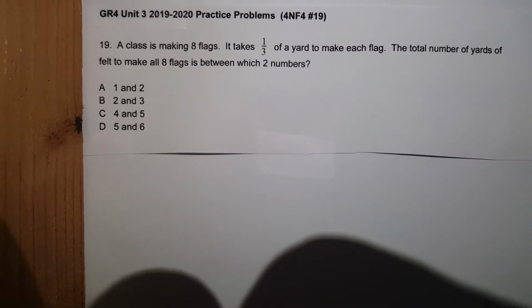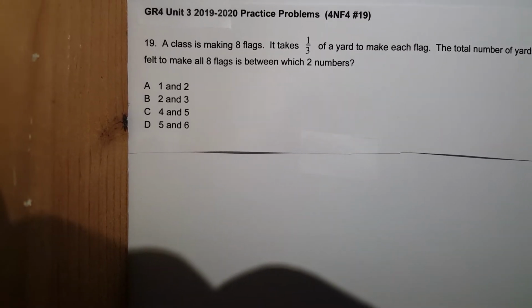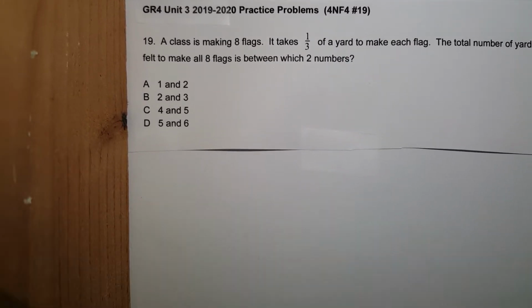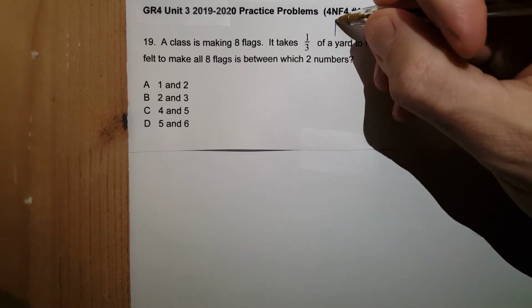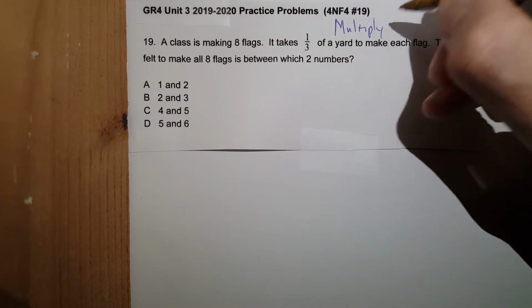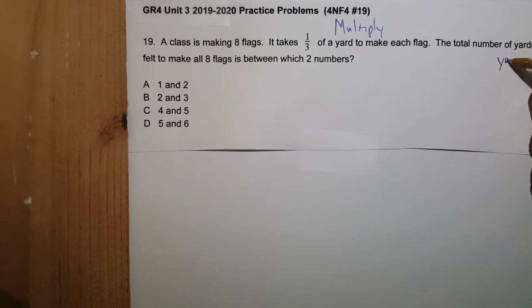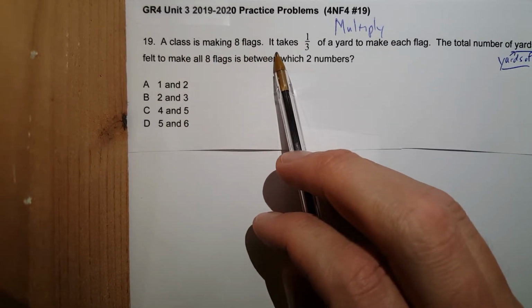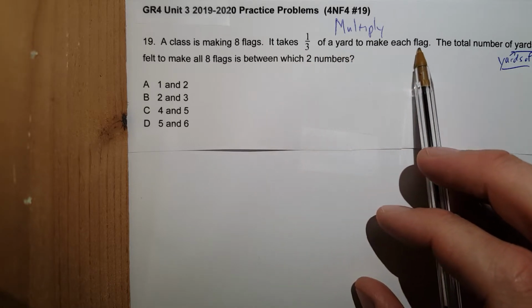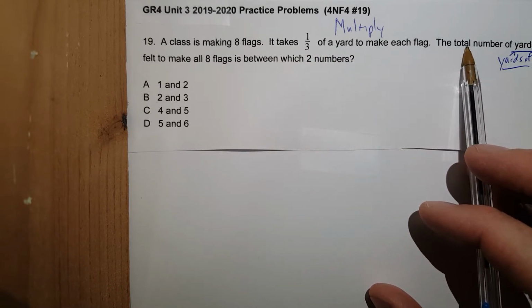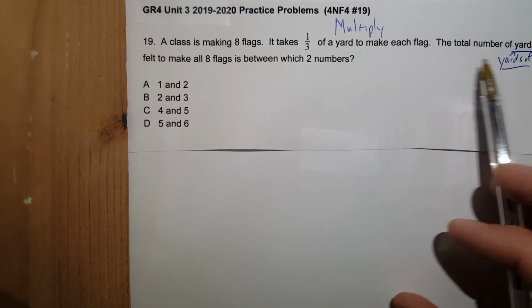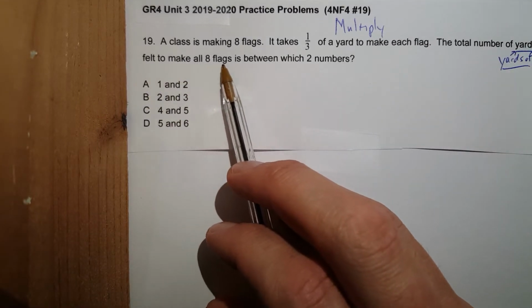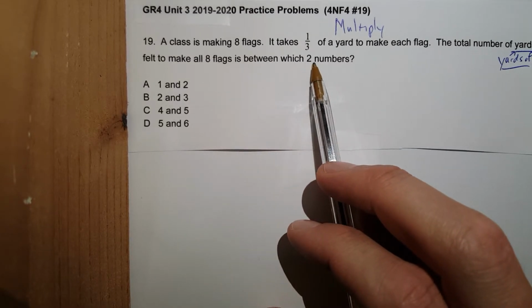Number 19. Four and a 4, we know that we will probably multiply or just add a lot. This over here is yards of, let's read it. A class is making 8 flags. It takes 1/3 of a yard to make each flag. The total number of yards of felt to make all 8 flags is between which two numbers?